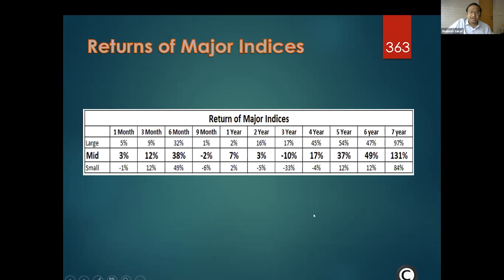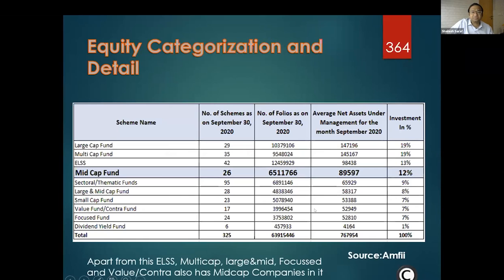Okay, so this is a good slide. Next slide. What is the size of mid cap mutual funds? मिड कैप म्यूचुअल फंड 26 फंड हैं. सो मोटा मोटी about 6,51,000 crore rupees is mid cap. Okay, number of folios and total money invested is 89,000 crore rupees.